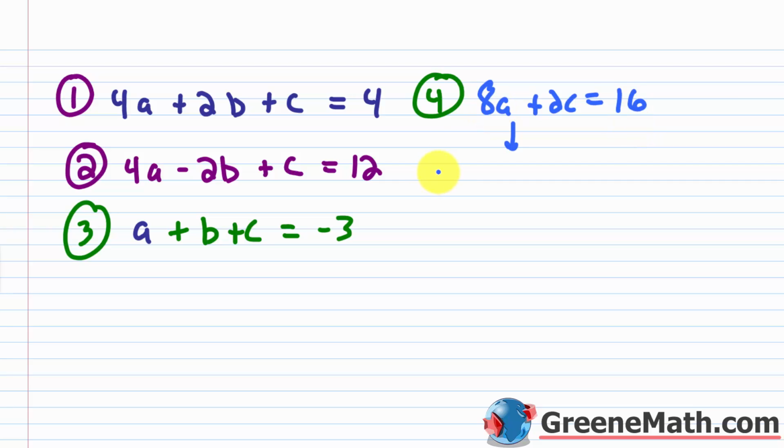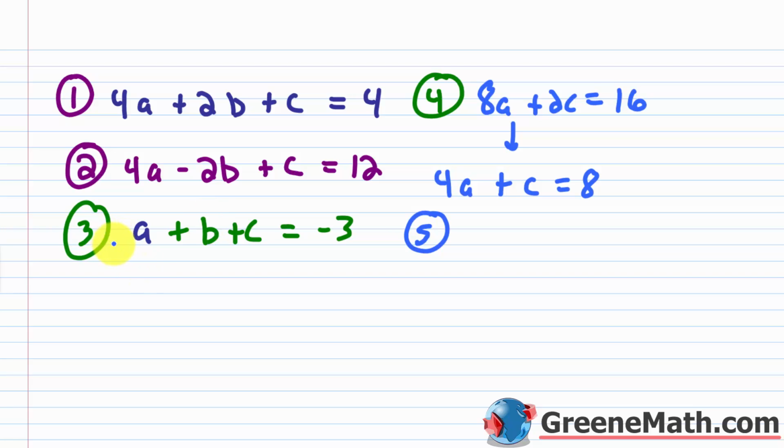4a plus c equals 8. Then for equation 5, let's get that from 2 and 3, okay? So what I'm going to do is multiply equation 3 by 2 so that I can have opposite coefficients on that variable b.